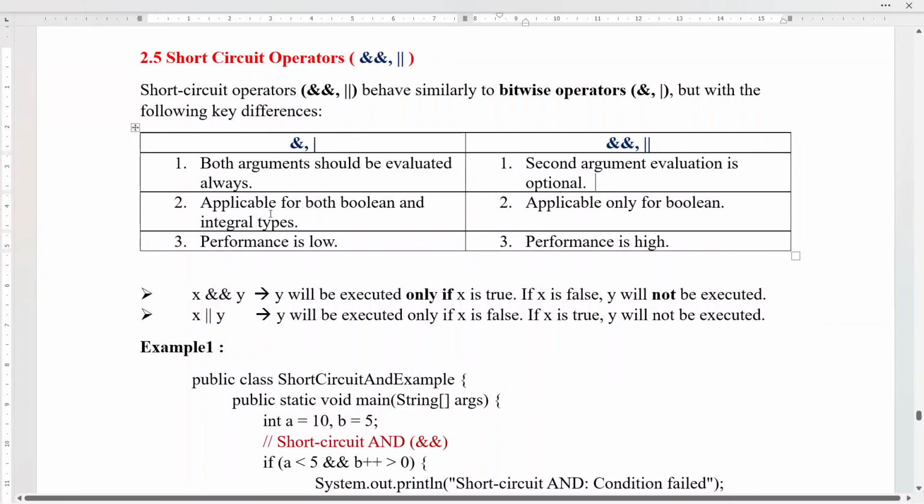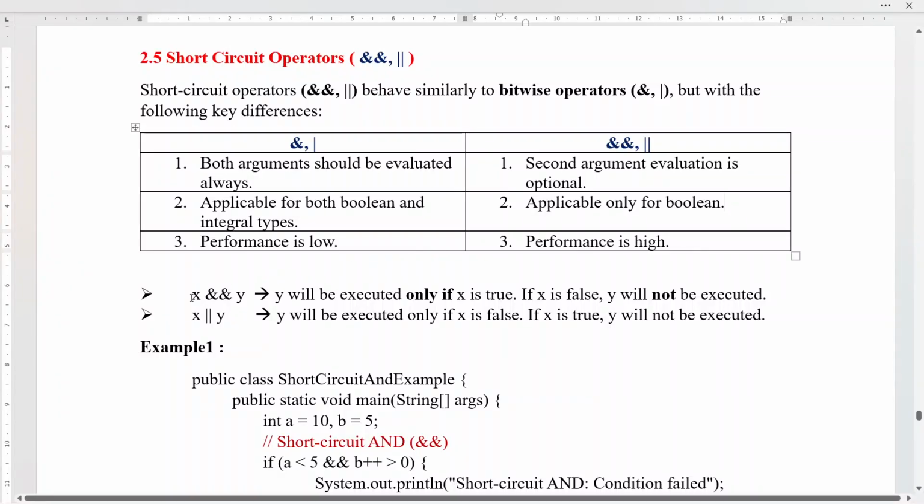The second point: bitwise operators are applicable for both Boolean and integral types, but short circuit operators are applicable only for Boolean types. Third point: bitwise operators' performance is low because both arguments must be evaluated, but short circuit operators' performance is high because evaluation of the second argument is optional.